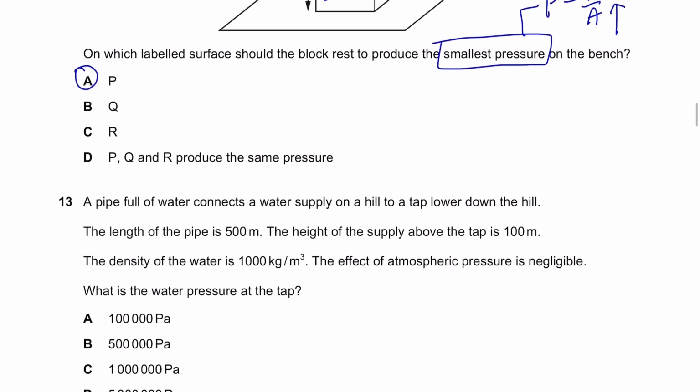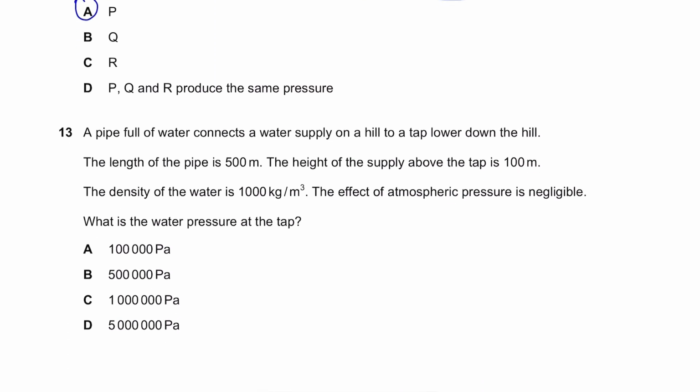Question 13. A pipe full of water connects a water supply on a hill to a tap lower down the hill. The length of the pipe is 500 meters. The height of the supply above the tap is 100 meters. The density of the water is 1,000 kilograms per meter cubed. The effective atmospheric pressure is negligible. What is the water pressure at the tap?